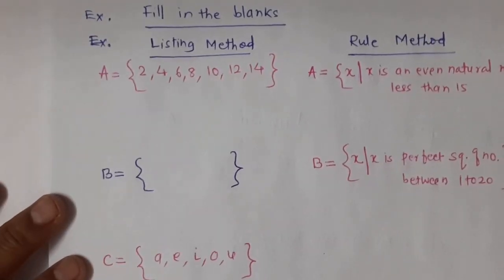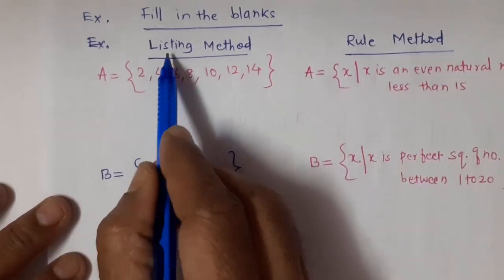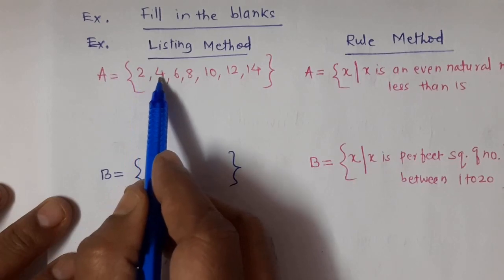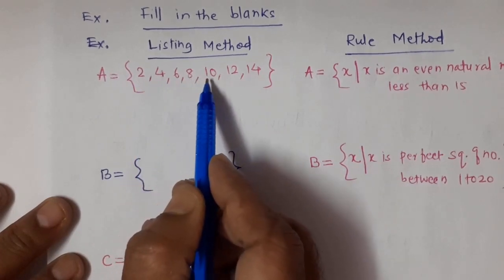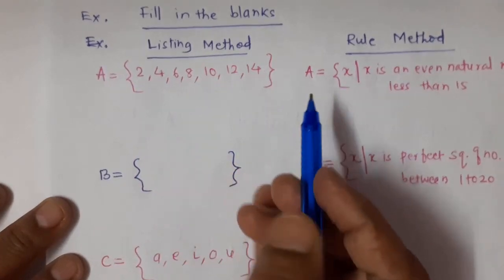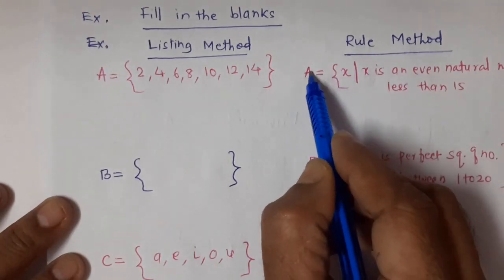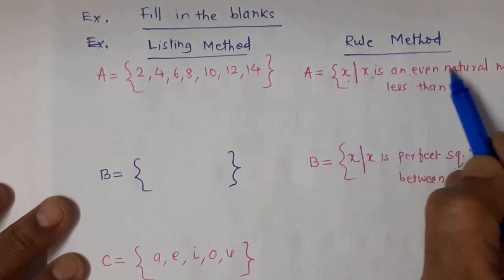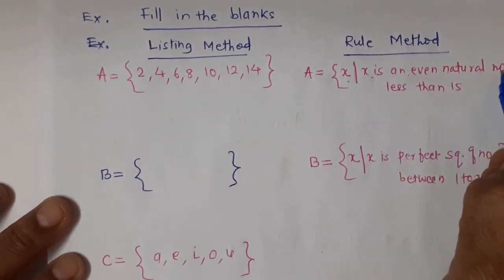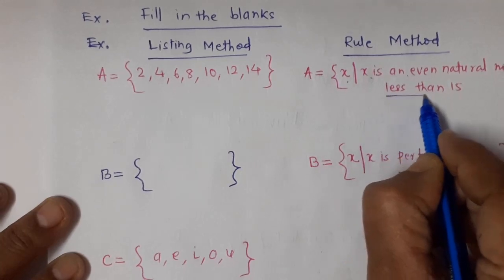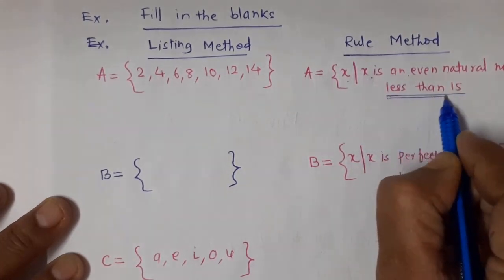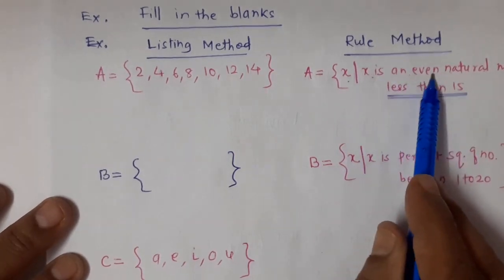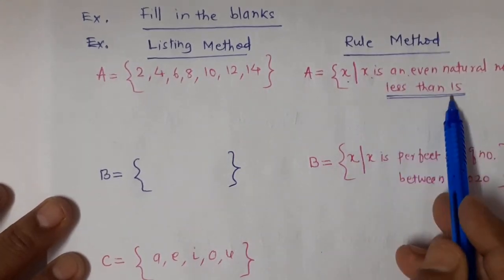Then we will see what this is, shown with the listing method. Set A is equal to 2, 4, 6, 8, 10, 12, 14. Here A is the set of all x, where x is an even natural number and it is less than 15. Okay, so x is an even natural number less than 15.